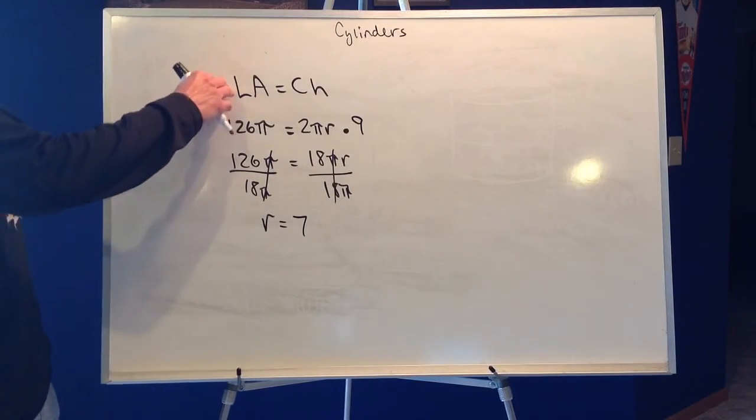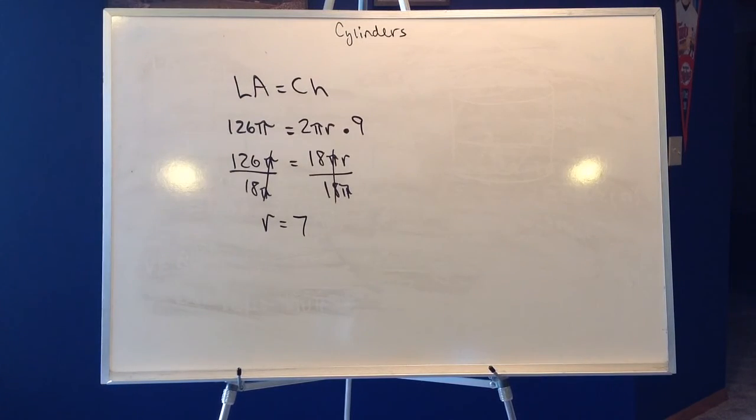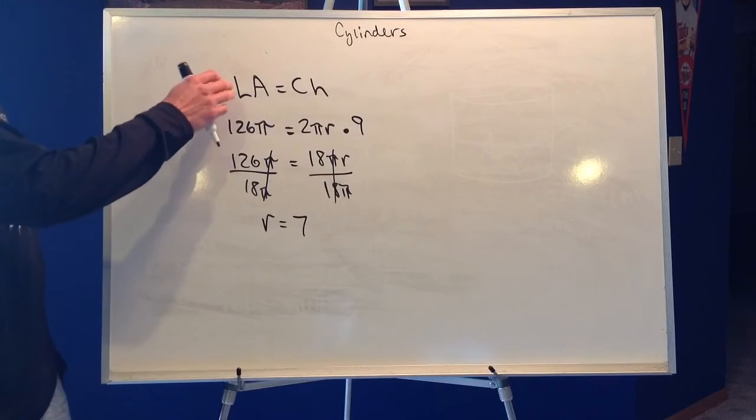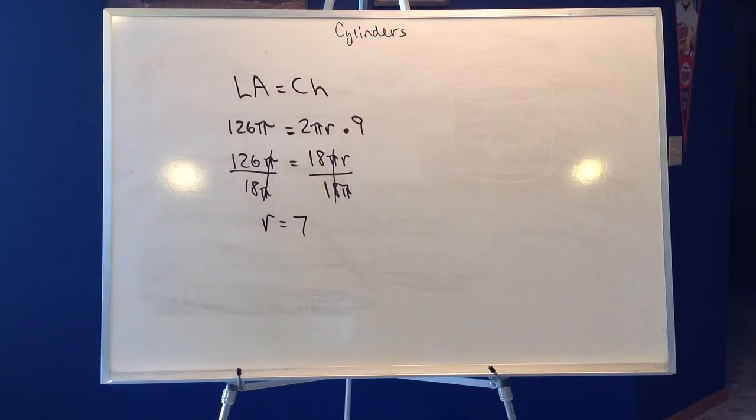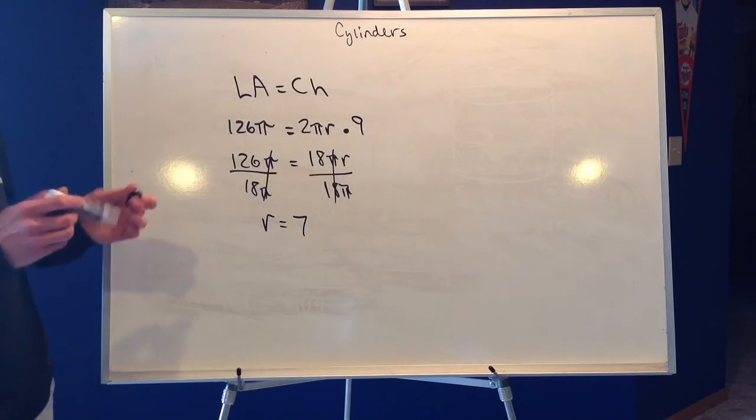You can work backwards with lateral area. You can do it with surface area, but we won't because it forces you to factor. And then we could do it with volume because you don't have to factor with that one. You can just do a square root with that one.